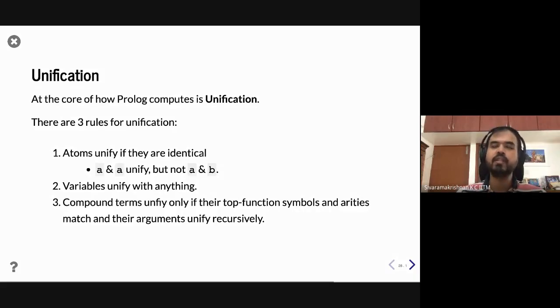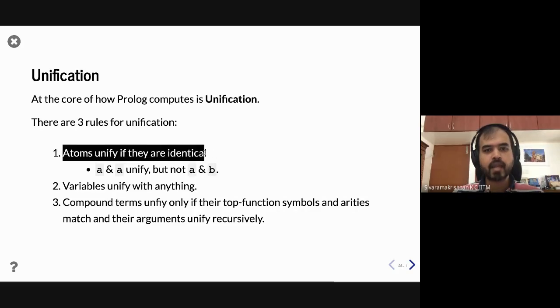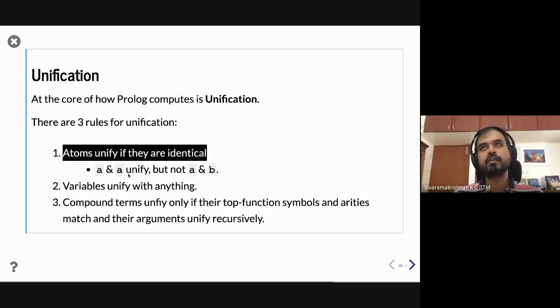It's very, very simple. So the rules are that atoms unify if they are identical. So if you give me the same atom, I would say that they unify. So A and A unifies, but not A and B. Recall that atoms are all the things that start with lowercase letters and are not functions themselves, right? So A and A unify, but not A and B. Variables will unify with everything, right? So if you give me a variable and anything on the other side, it will unify.